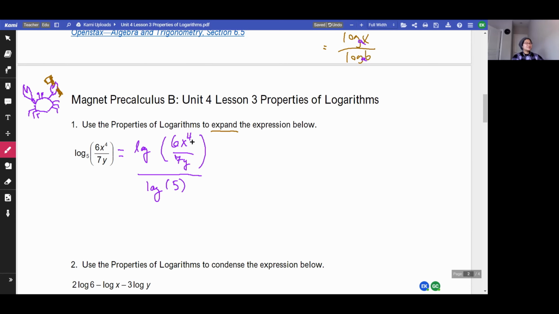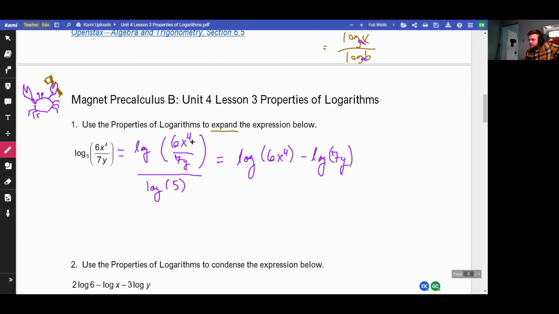All right, so let me recap what you just did. You changed the base right away. Nice. So you got log of the argument over log of the base. Cool. In the numerator, I'm going to have log of 6x to the 4th minus log of 7y, because of the division that gets a subtraction, which is property 2. Yep. And then all of this is over log base 10 of 5, and that's really bad log, but that's okay.